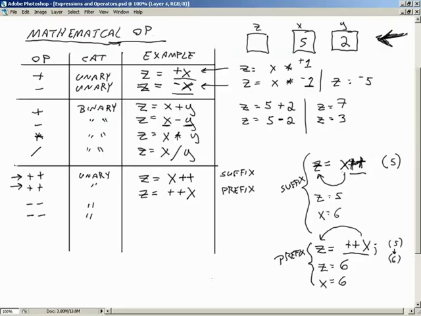Why would we have these 2 operators available for us to use in these 2 different ways? Simple. You will find yourself in situations in code where you need to use what is currently in x, but you also need to increment it. But you need to use its current value first and then increment it. Well, then you can use the suffix plus plus. And if you find yourself in a situation where you need to increment what is in x, but you need to increment it first and then use it, then you can use the prefix plus plus.